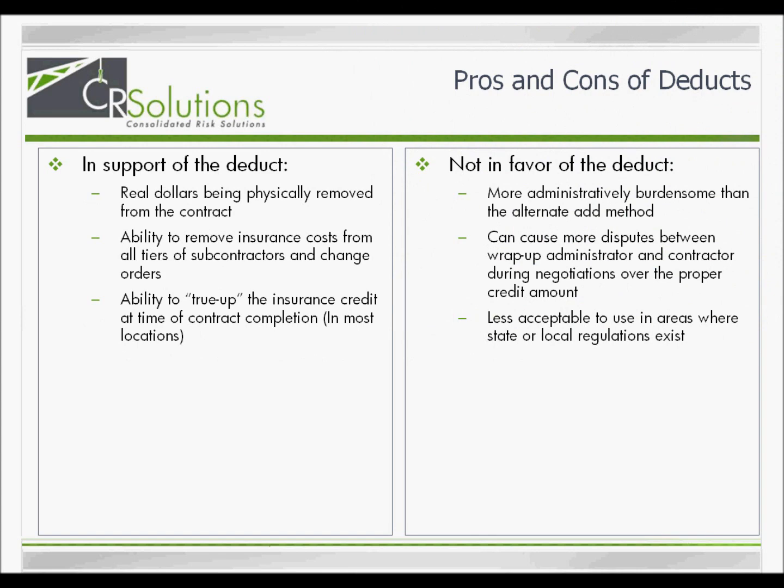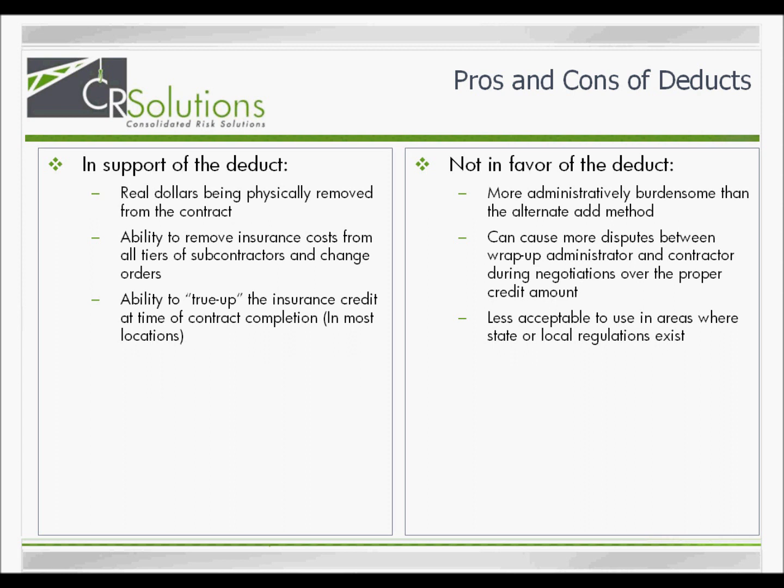By reviewing contractors' insurance ratings pages, calculating a credit based on these rates and issuing a deductive change order for this amount, the sponsor can be sure that the amount removed from the contract is at least equal to the amount that the contractor would have otherwise paid for his own insurance had the wrap-up not been in place.